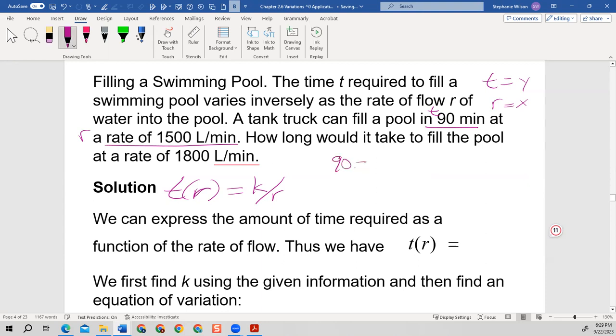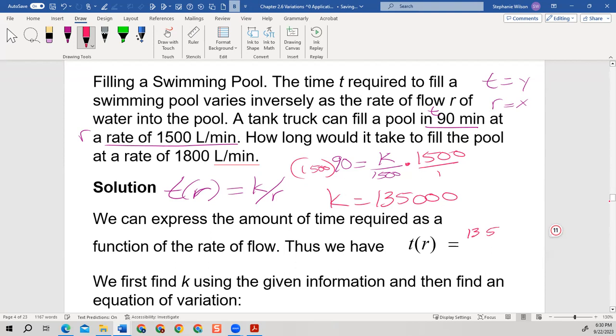We got 90 minutes is equal to K over 1,500. There we go. We're going to multiply because we're going to undo the fraction. So if you caught that, kudos to you. So now what I got, 90 times that 1,500, so it's going to be 135,000. It's my variation constant. So now I can come over here and write this in my equation.